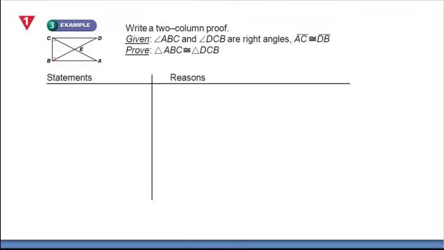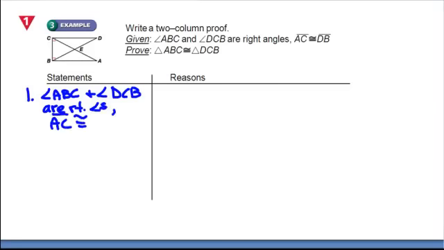Write a 2-column proof. Don't forget the very first statement is always what you're given. So I know angle ABC and angle DCB are right angles. I also know AC is congruent to DB. This is given to us.